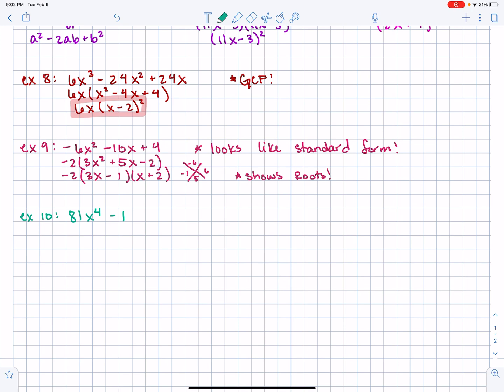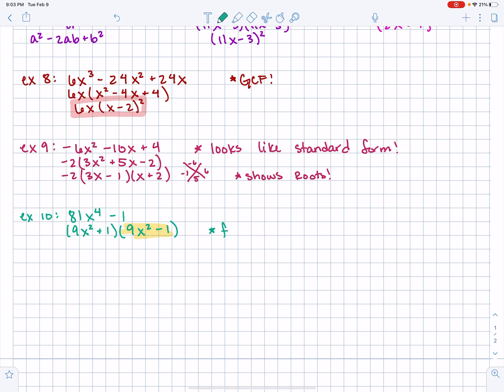This is a difference of squares, and I know that it's going to be (9x squared plus 1) and (9x squared minus 1). And that's because 9x squared times 9x squared gets you 81x to the fourth, and 1 times 1 gets you 1. Now here's the thing about it, is that you can't just stop here. You have to notice that 9x squared minus 1 is another difference of squares.